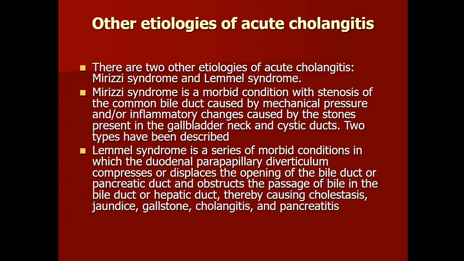Two types have been described. Type 1 is the morbid condition with the bile duct compressed from the left by the stones in the gallbladder, neck, and cystic ducts and pericholecystic inflammatory changes. And the second, type 2, is a morbid condition with biliary fistulation caused by pressure necrosis of the bile duct due to the cholecystolithiasis.